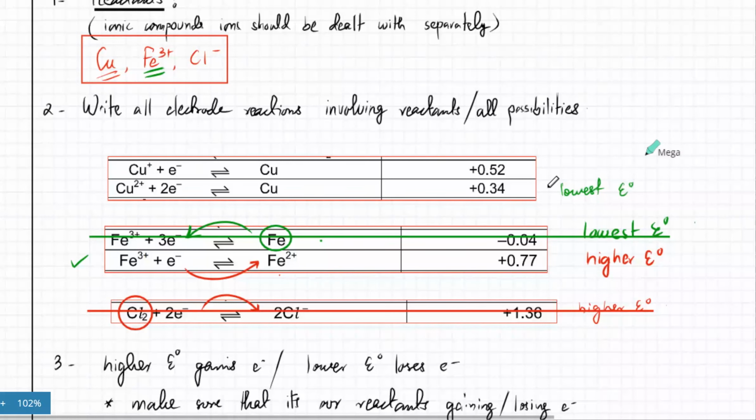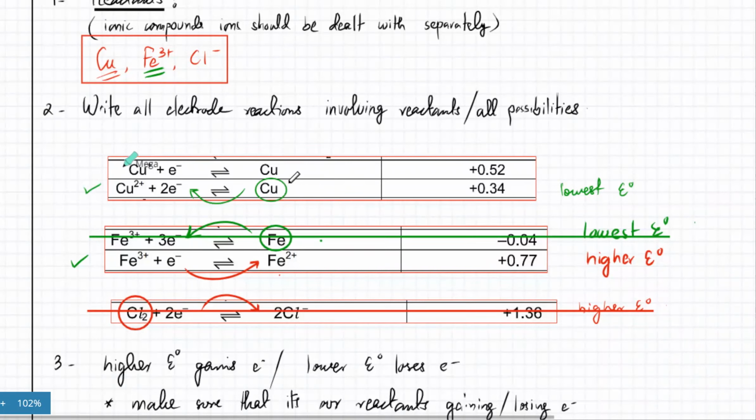Which means that it has the tendency to lose electrons. So if it loses electrons, who loses electrons? It's going to be copper. And do I have copper in my reactants? I do have copper in my reactants. So this equation is fine. There's nothing wrong with it. Copper is the one that's going to lose electrons.